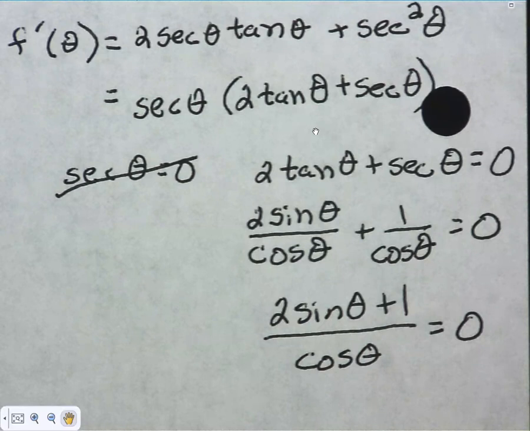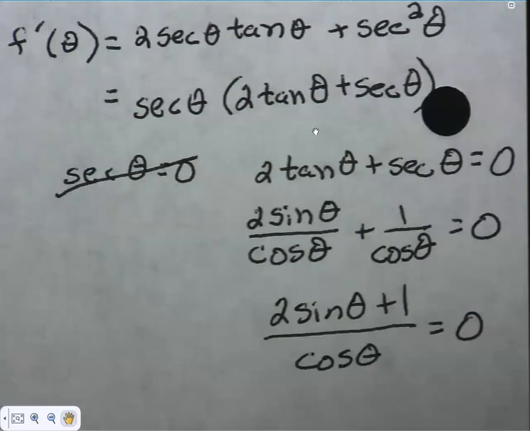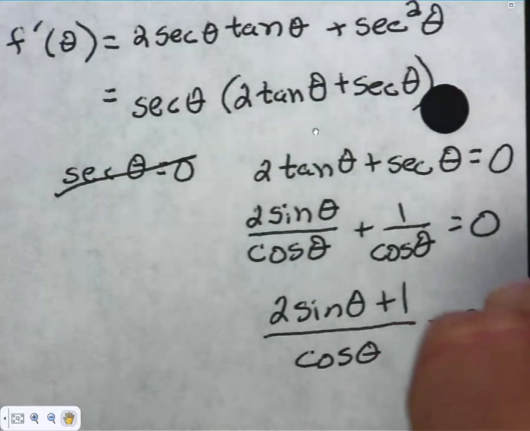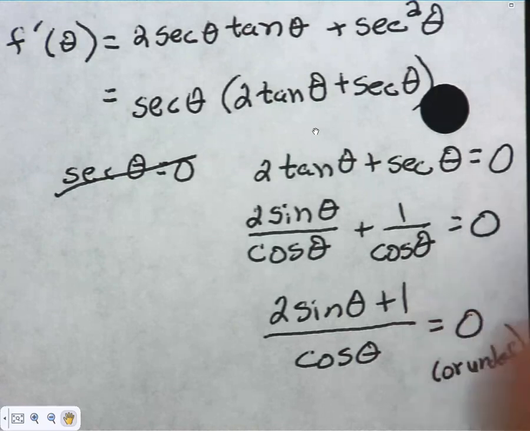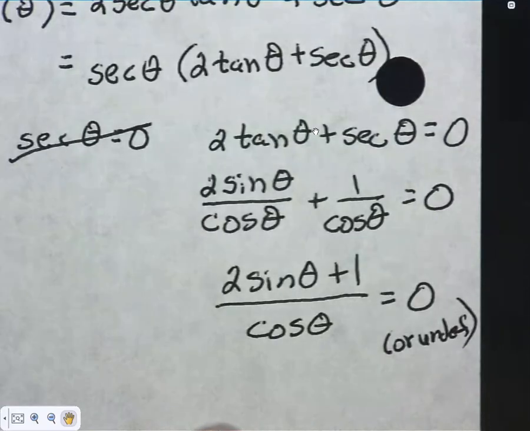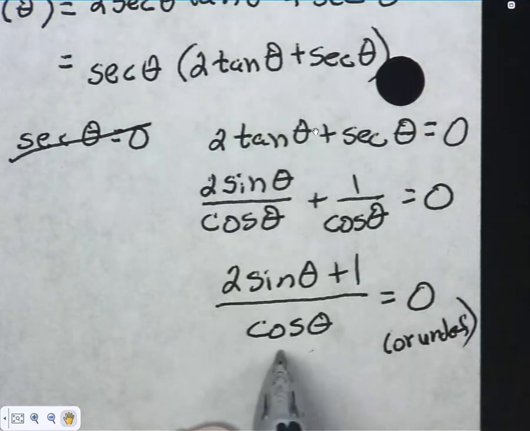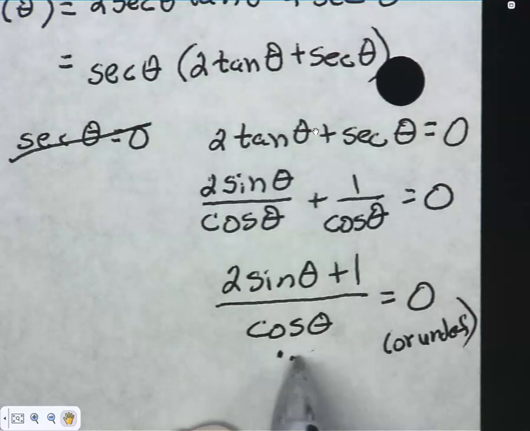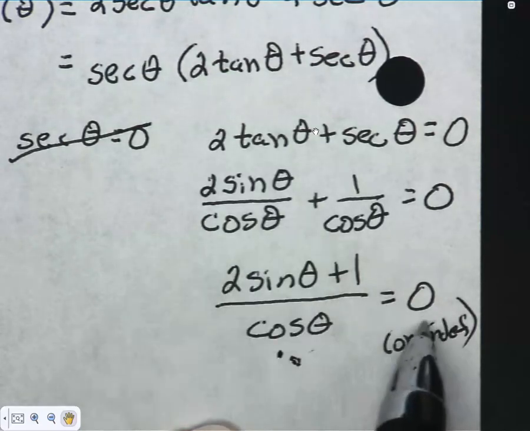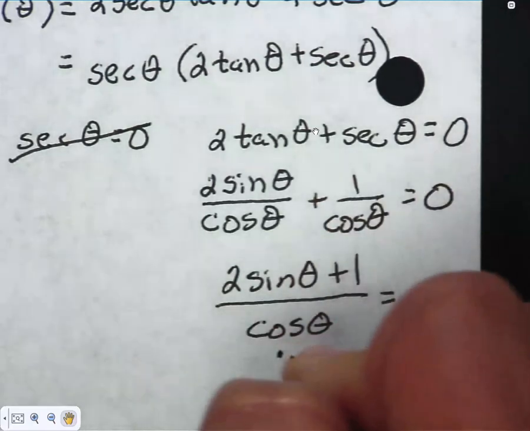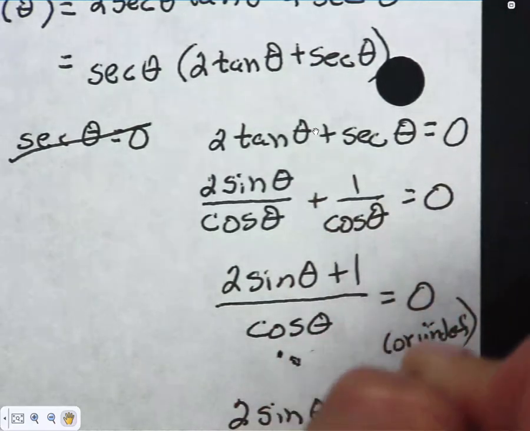We could look for what makes that either 0 or undefined. But we've already said the original equation's not defined where cosine is 0, so those can't be critical numbers. The only critical numbers are going to be what makes that 0, and what makes a fraction 0 is whatever makes the numerator 0.